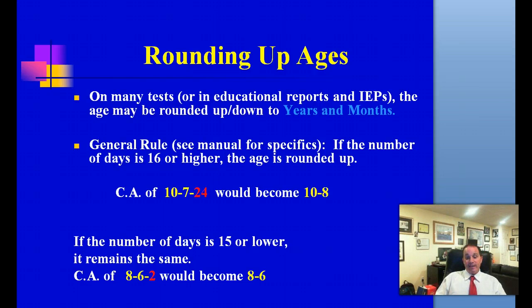If the number of days on the actual age of the child is 15 or lower, we keep it the same, meaning that a chronological age of a child, say, who was 8 years, 6 months, and 2 days old, so 2 is obviously 15 or lower, that would just be 8/6. So again, general rule, 16 days or higher, we round up to the next highest month. Anything 15 or lower, we keep as is.